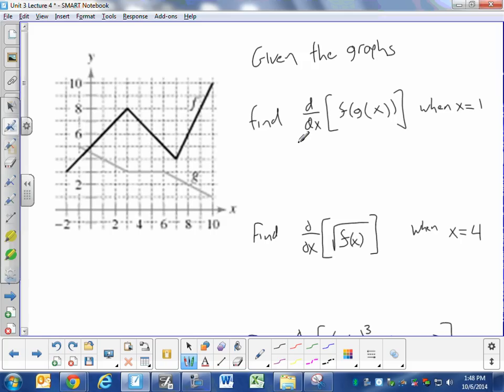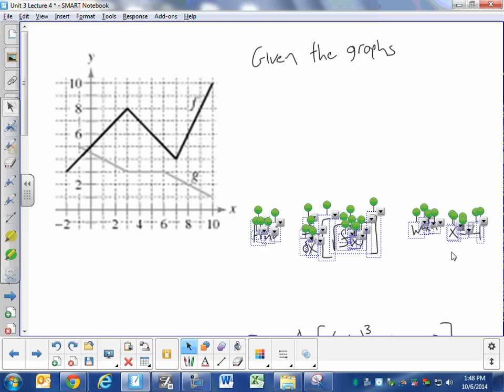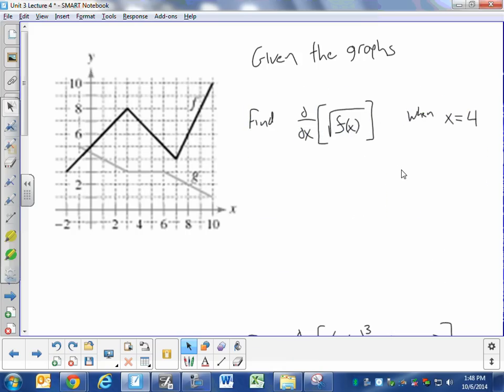So of course, we could have graphs. Let's go ahead and skip this. Let's go to this guy. So it asks us to find the derivative of the square root of f of x when x is 4. This is a chain rule problem. Okay? The outside is the square root. The inside is the function f of x.